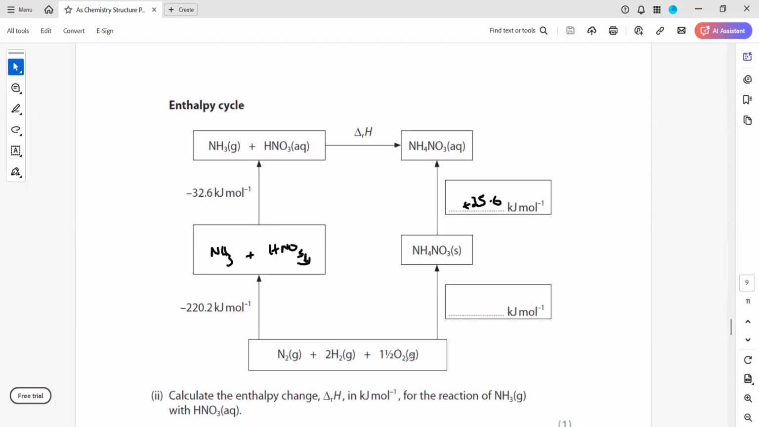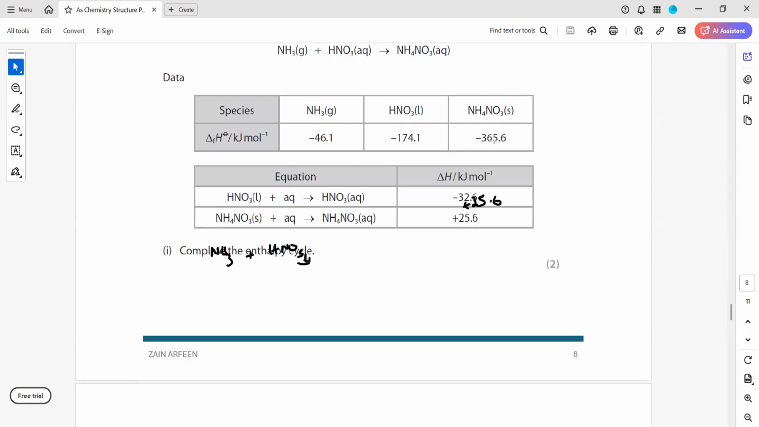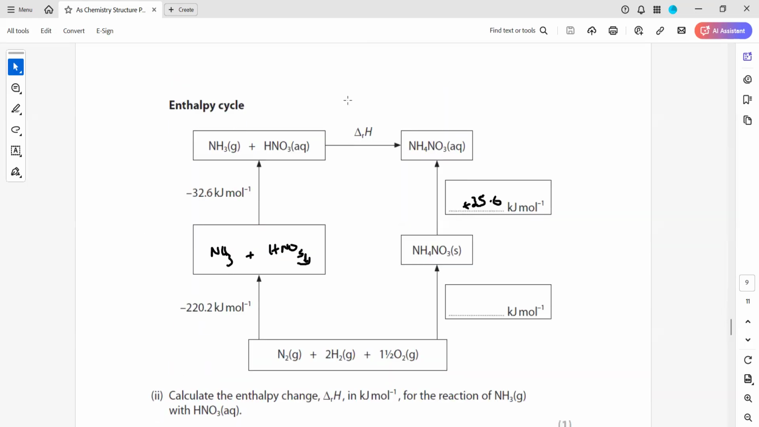When nitrogen, hydrogen and oxygen combine, they form ammonium nitrate. So what is the formation of ammonium nitrate? It is minus 365, so negative 365 kilojoule per mole. It is the formation of ammonium nitrate that is given to us. Now, for the second part, we need the enthalpy change of the reaction.